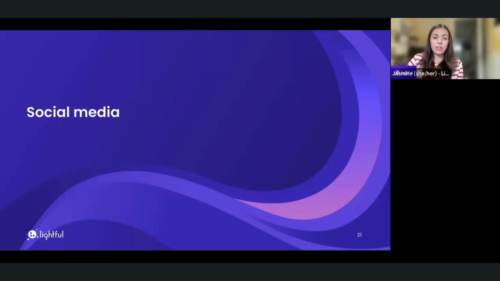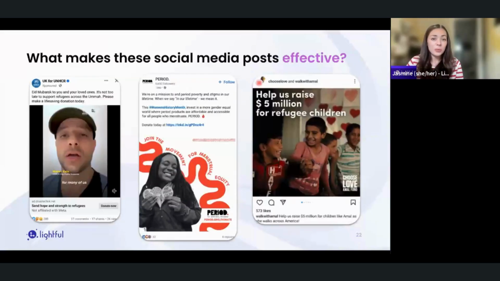So social media can really serve two purposes. It can raise awareness and bring people to your donation page, but it can also be a fundraising channel in its own right. So we're going to have a look now at how to make the most of both of these approaches.